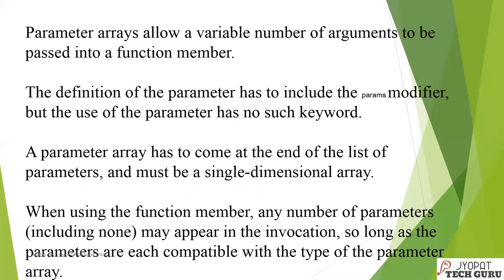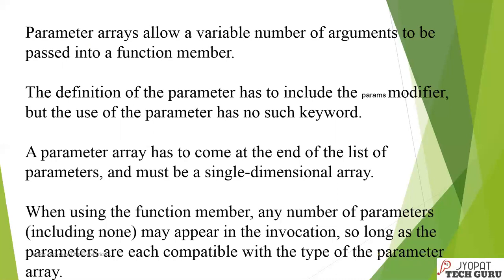Parameter arrays allow a variable number of arguments to be passed into a function member. The definition of the parameter has to include the params modifier, but the use of the parameter has no such keyword. Whenever you declare the params keyword, it is going to be utilized for storing the data in a single dimensional array.